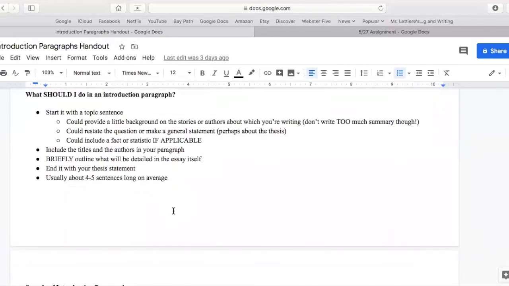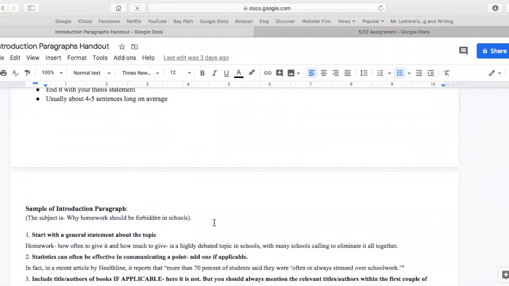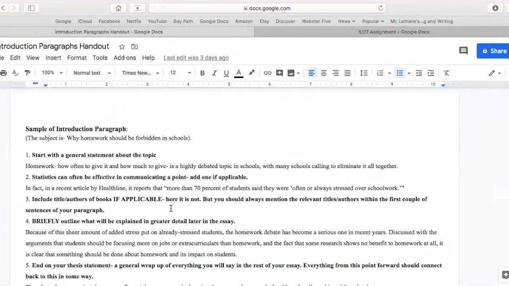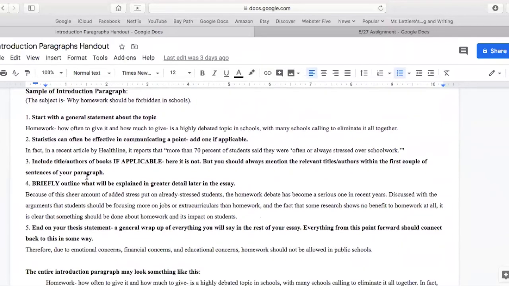All right. So, sample of an introduction paragraph. This is for an argument essay. So the subject is why homework should be forbidden in schools. Yours is going to look a bit different simply because it's an analytical essay that's going to be describing things to do with stories and literature. But if you're using an argument essay, it's going to be a very, very similar format, except you're not going to use any statistics, okay?